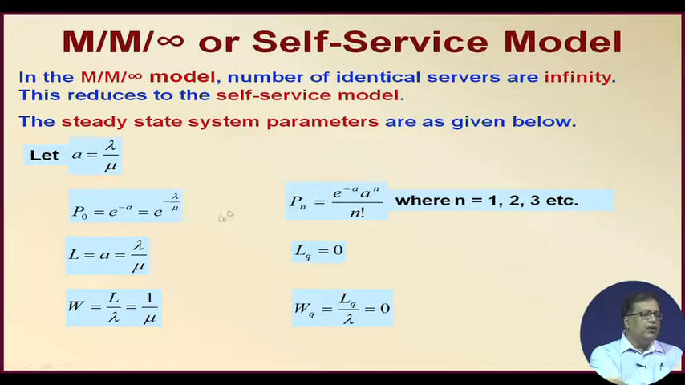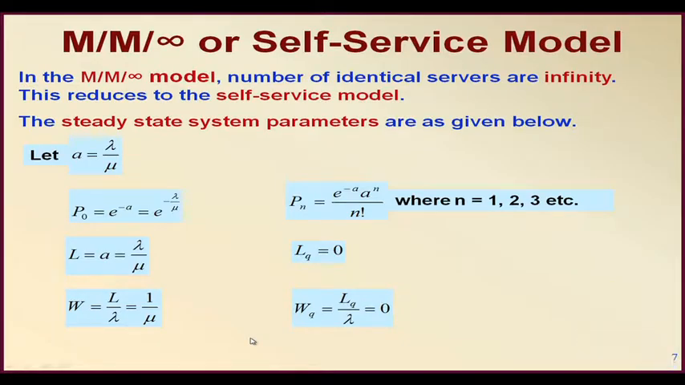I will not go into the derivations, but the formula for P0 will become e to the power minus lambda by mu, and the other probabilities will be Pn equals e to the power minus lambda by mu, times lambda by mu to the power n, by factorial n. So it is a Poisson process, and what will be the waiting time? Waiting time will be 1 by mu.